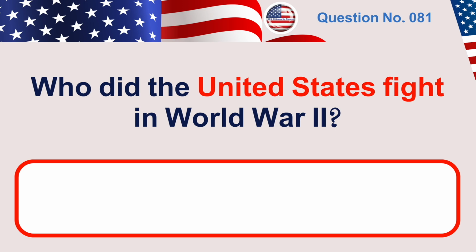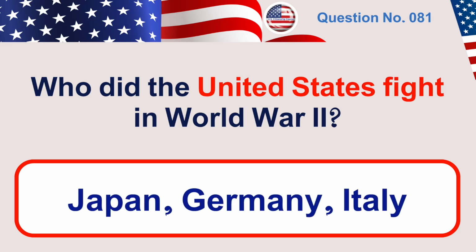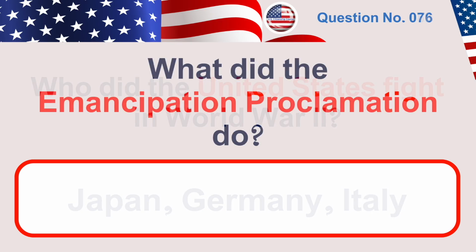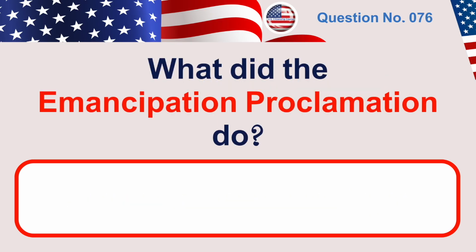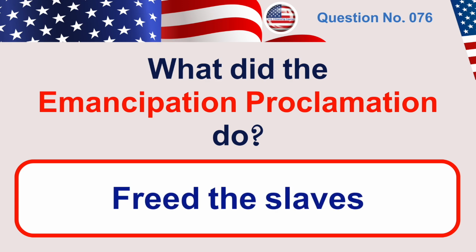Who did the United States fight in World War II? Japan, Germany, and Italy. What did the Emancipation Proclamation do? Freed the slaves.